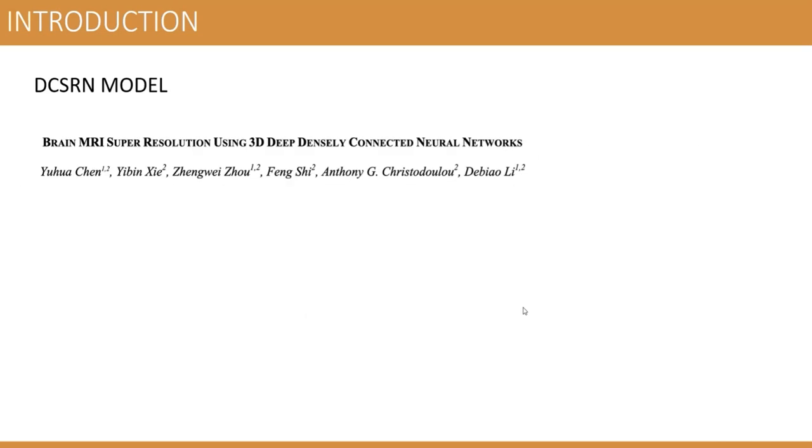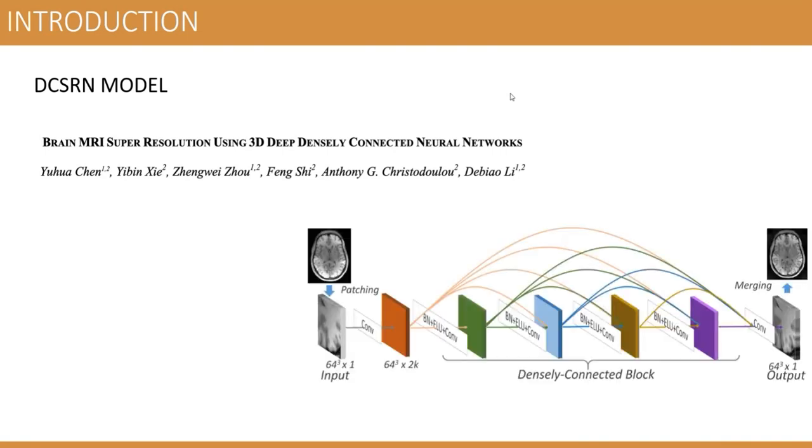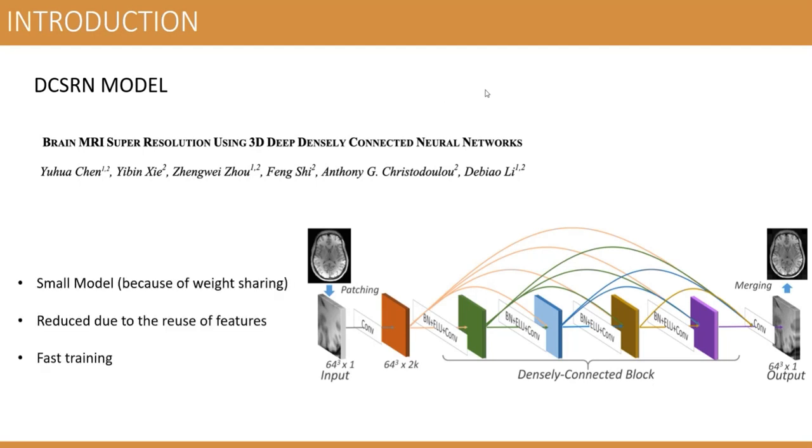In MRI, a few years back, there was this paper from Chen that used a model called deeply densely connected neural networks. It's the DCSRN model, a convolutional 3D model to increase the resolution of the images. They used the Human Connectome Project dataset, the T1 weighted images, which is available for anyone. What is important here is that, first of all, it's a 3D model, so we are not transforming the basic characteristics of the images, because we are working on a 3D image.